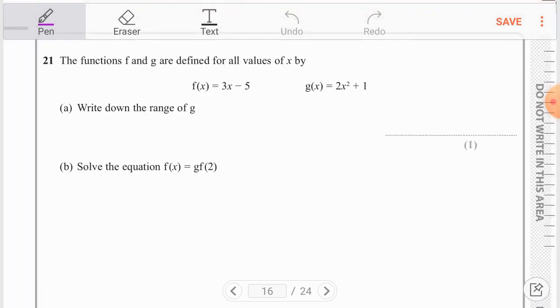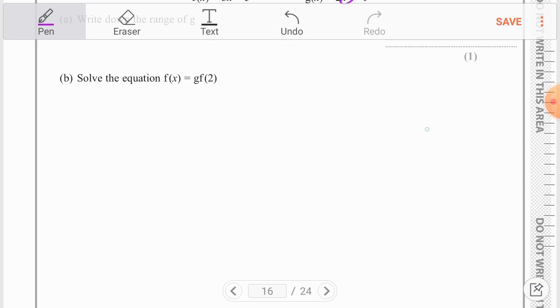The functions f and g are defined for all values of x by f(x) equals 3x minus 5, g(x) equals 2x squared plus 1. Write the range of g. In order to find the range of g, we first need to know what type of graph g is. We can see it has an x squared term, so it's supposed to be an x squared graph, and as the coefficient is positive, it's a smiley graph. Let me sketch a graph for this.